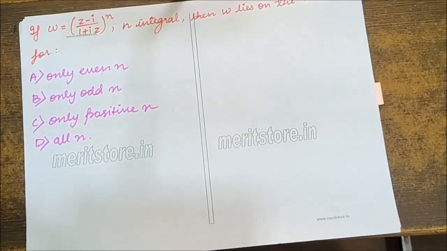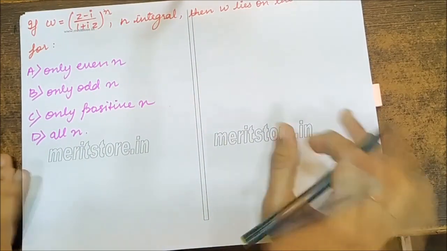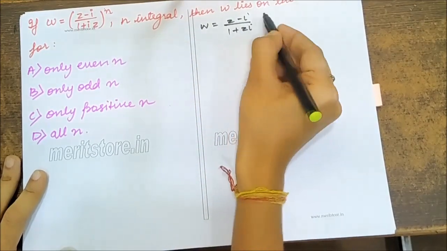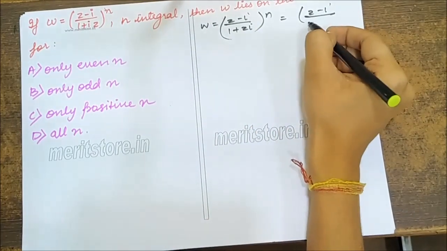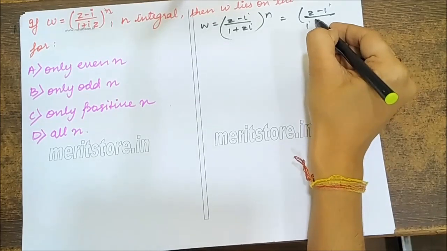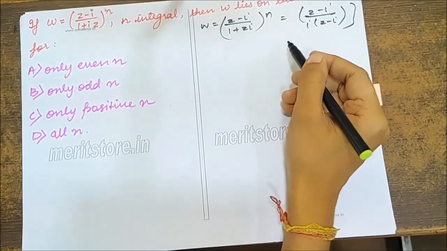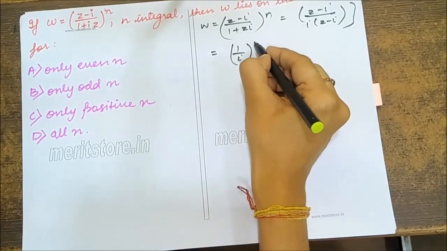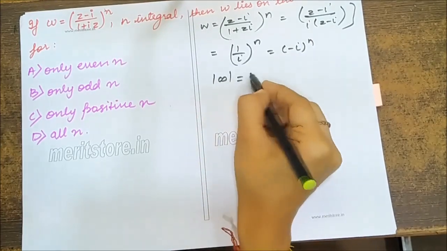If w is equal to (z minus i) upon (1 plus zi) raised to n is an integer, then w lies on the unit circle for. Okay. So w is equal to (z minus i) upon (1 plus zi) raised to n, which is equal to (z minus i) upon i(z minus i). So that is 1 upon i raised to n, minus i raised to n. Modulus was equal to 1.